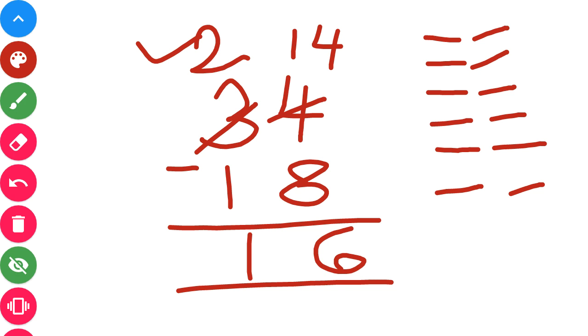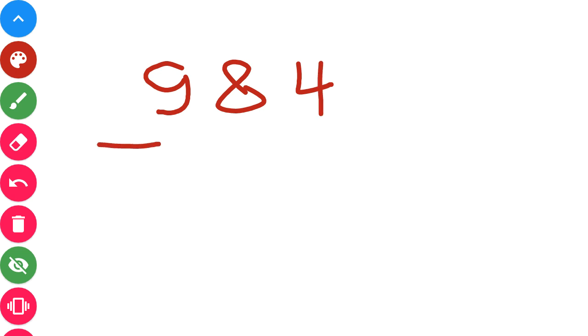Okay. So here we have revised questions of 2 digits. Now let us move toward 3 digits. Okay. Now suppose I take the number 984 minus 237.